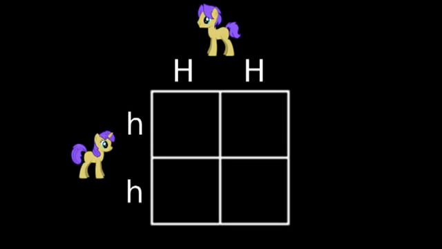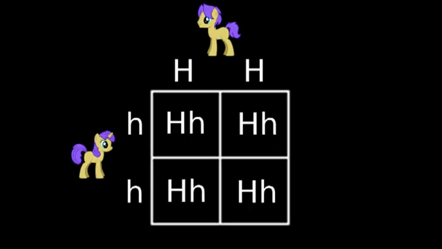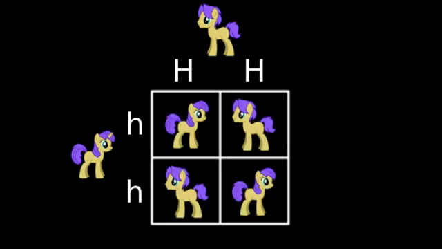First, we're going to do a cross between a homozygous dominant earth pony and a homozygous recessive unicorn pony. This is our P generation. And this is our F1 generation. We should get nothing but heterozygous ponies, so they'll all be earth ponies.